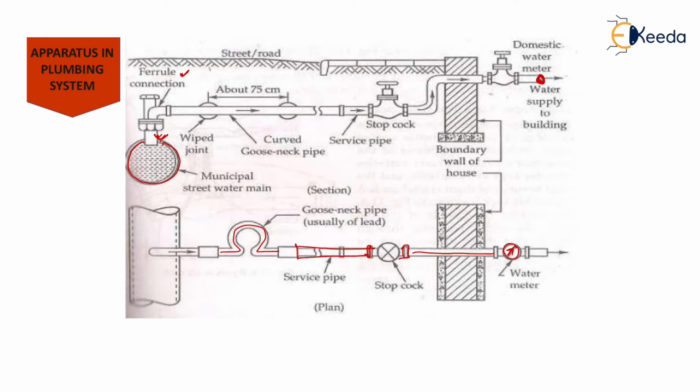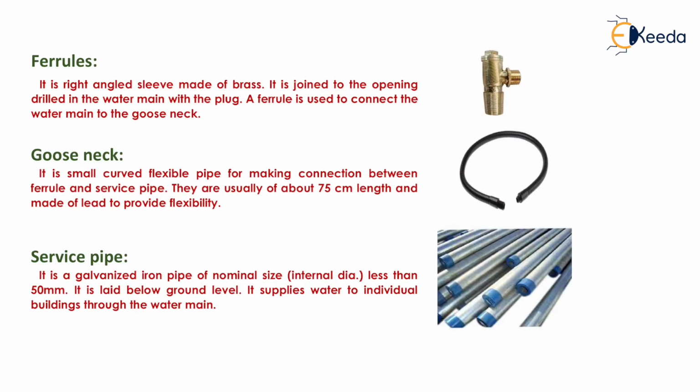We will see each and every type of apparatus in detail, starting with the ferrule. Now, what is a ferrule? It is a right angled sleeve made of brass. I had already told you that we need to connect a very strong material with the water main so that it cannot break throughout the life of the structure. Okay, so it is a right angled sleeve made of brass.